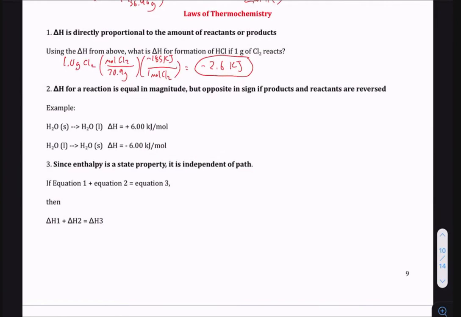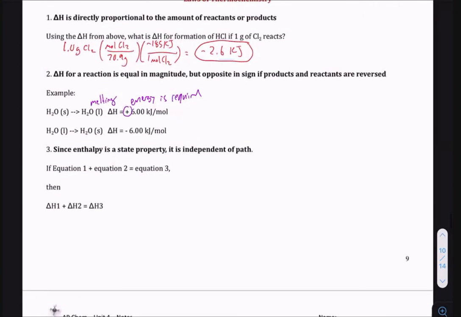Another example. This reaction right here, H2O solid forming H2O liquid. Well, isn't that melting? It's fusion, right? So if you melt something, the sign is positive because energy is required. So what if we wrote that backwards and said, all right, well, liquid water is forming solid. Well, isn't that freezing? Which is the opposite process, which is why energy is released.